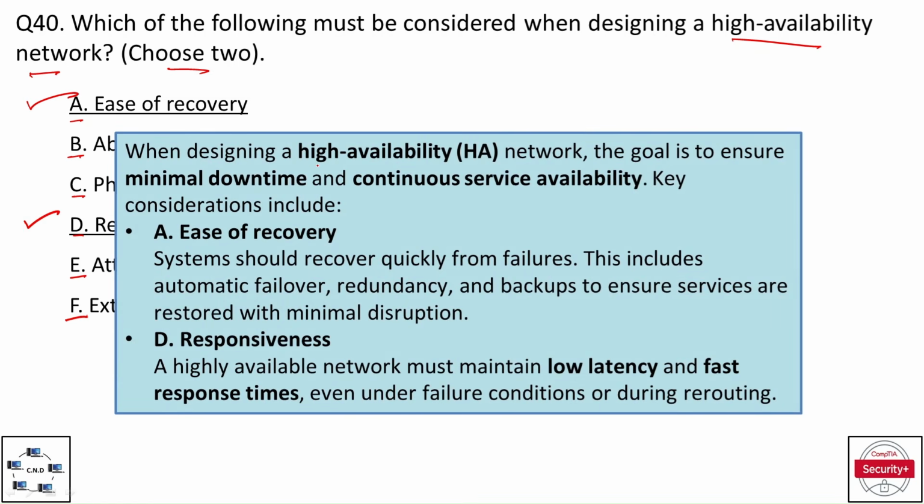So when designing a high availability network, the goal is to ensure minimal downtime and continuous service availability. Key considerations include ease of recovery. So systems should recover quickly from failures. This includes automatic failover, redundancy, and backups to ensure services are restored with minimal disruption. And responsiveness: a highly available network must maintain low latency and fast response times even under failure conditions or during rerouting.